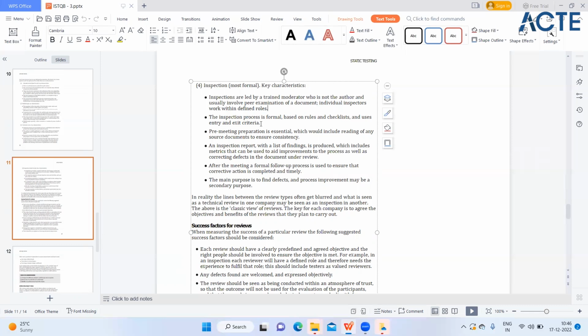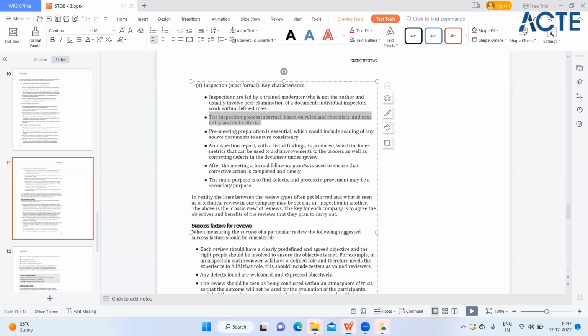So it's not required to use the entry and exit criteria in technical review and in walkthrough, but in inspection it is required. We will be having the entry and exit criteria, so just remember this. Pre-meeting preparation is essential, which would include reading of any source document to ensure consistency. An inspection report with a list of findings is produced, which includes metrics that can be used to aid improvements to the process, as well as correcting defects in the document under review.